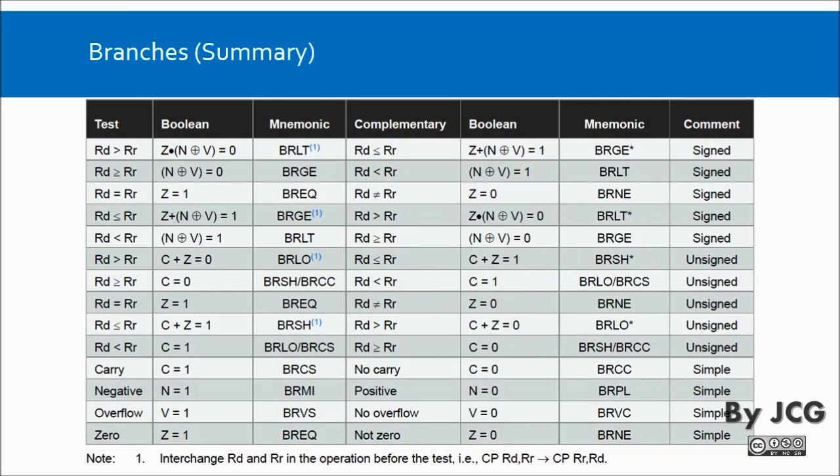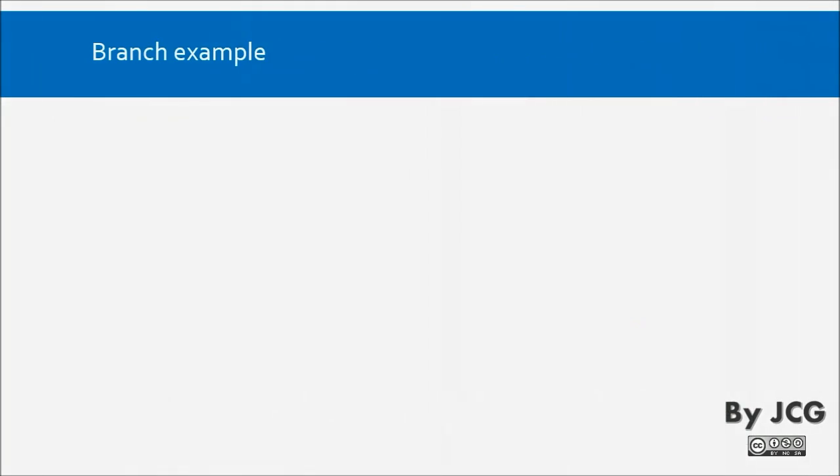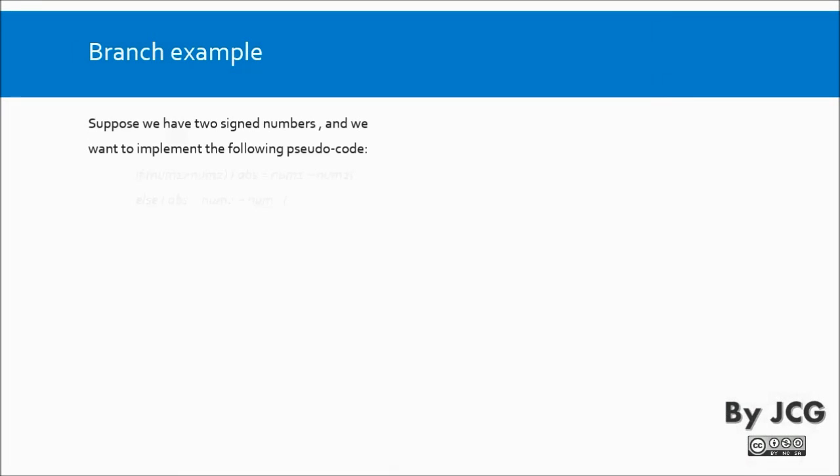Another important part to look at in this summary is this note here. This tells me that we should interchange both registers if we want to perform this specific operation. The reason is that we have a comparison that does not exist on the microcontroller, and this will be better understood with an example. Suppose we have 2 signed numbers and we want to implement the following pseudocode. The pseudocode says that if number 1 is greater than number 2, then we're going to perform an operation which is abs, which is another variable.